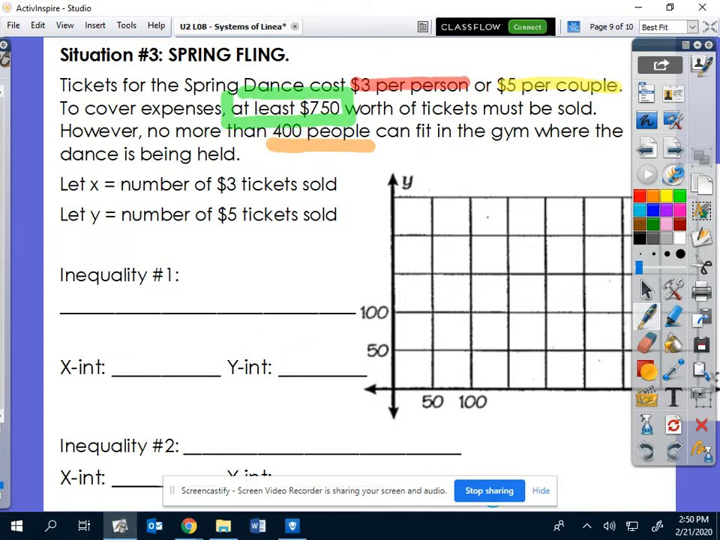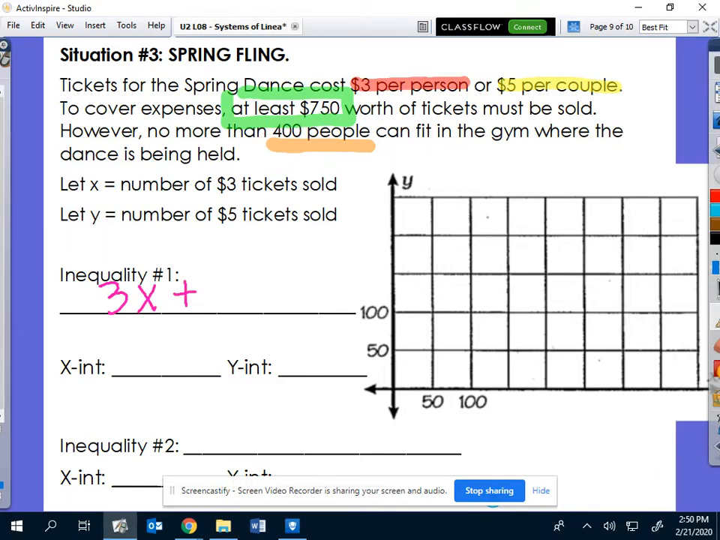So hopefully you've got your two inequalities here. I'm going to just jump in and get these written down. My first one has to do with the cost, $3 per person plus $5 per couple. And we have to have at least $750, so greater than or equal to 750. Then from there, you can do some division: divide 750 by 3, you end up with 250 as my x-intercept, and divide by 5, you get 150 as your y-intercept.